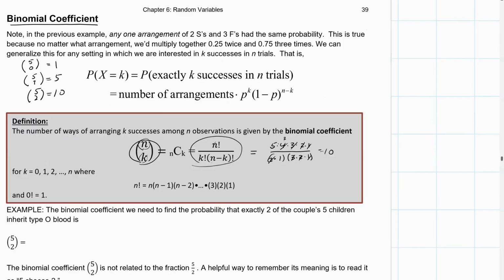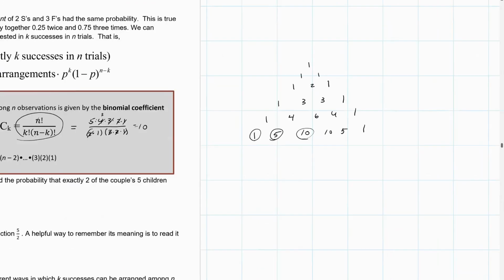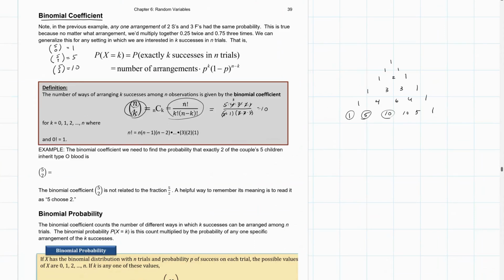Another way, which you may have seen in another class, is something called Pascal's triangle. This is where each successive row is found by adding the values of the terms above it. So 1 plus 3 is 4, 6, 4, 1, 1, 5, 10, 10, 5, 1. And that 10 that we just found is that one. The 5, that was 5 choose 1, is that one. And the 1, which was 5 choose 0, is that one. And that's another way to find the value of this coefficient. All right?